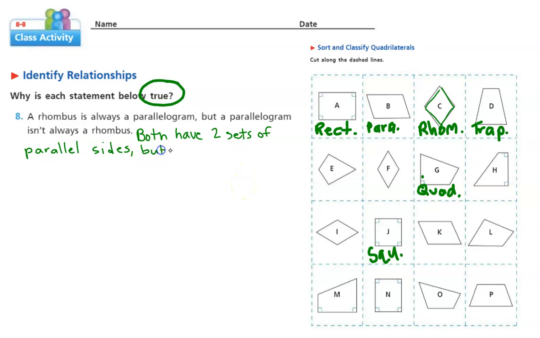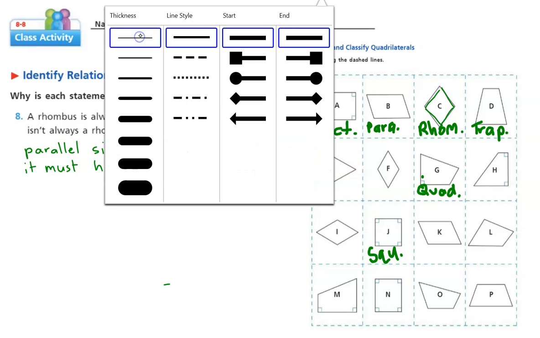But to be a rhombus, it must have 4 equal sides. I'll give you a second, although pause if I move on too fast. So both have 2 sets of parallel sides, but to be a rhombus, it must have 4 equal sides. Okay, I'm going to move on.